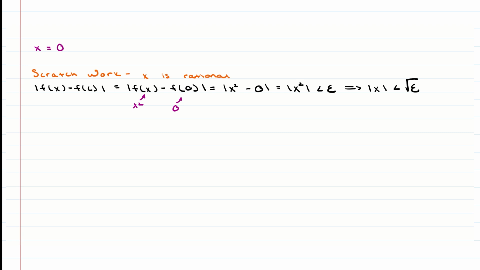And the square root of epsilon is what we're going to set equal to delta. So that's the scratch work for our first case, x is rational. And now let's do the scratch work for our second case, x is irrational.